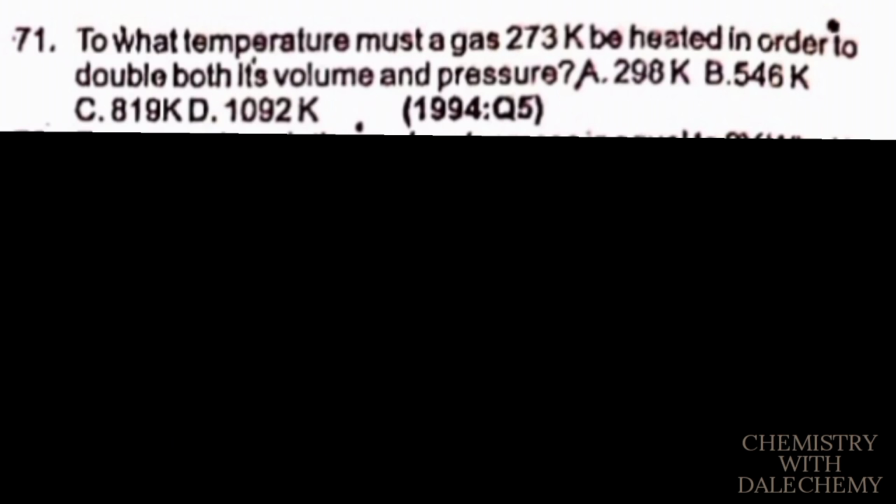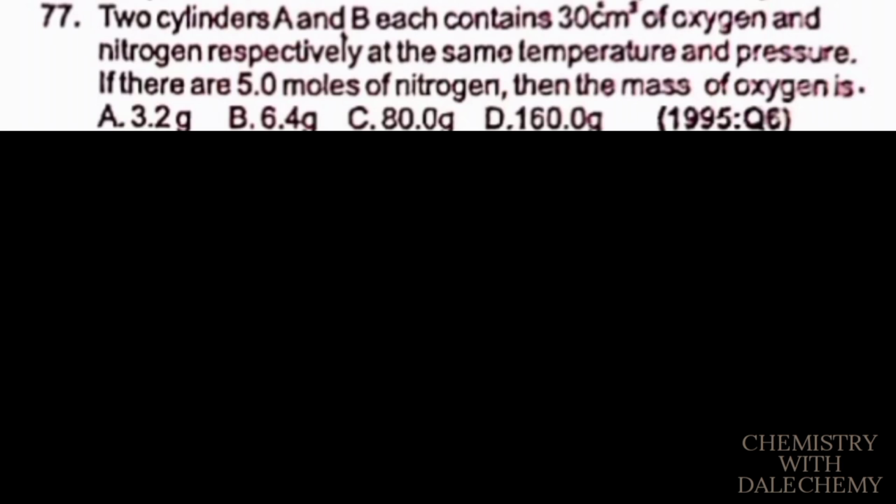And the next question is question 6 of 1995. Two cylinders A and B each contain 30 cm cube of oxygen and nitrogen respectively at the same temperature and pressure. If there are 5 moles of nitrogen, then the mass of oxygen is. Now, they're asking us for the mass of oxygen in that second cylinder, and it's quite easy to know.